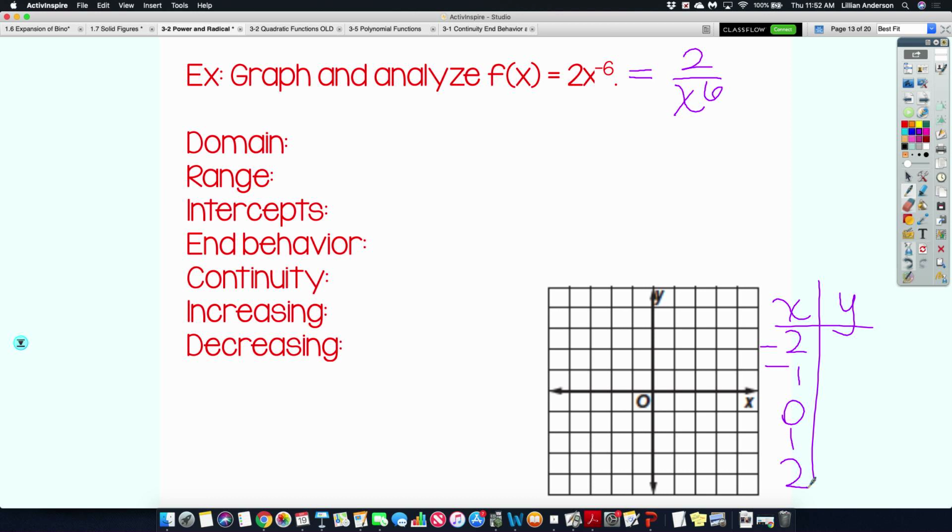If I plug in negative 2, what's negative 2 to the 6th power? It is 64. 2 over 64 is a really, really tiny number. 1 over 32. That's really, really close to 0, is it not? I'll plug in negative 1. Negative 1 to the 6th power is 1, so 2 over 1 is 2.